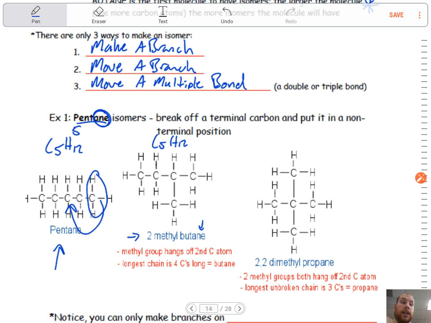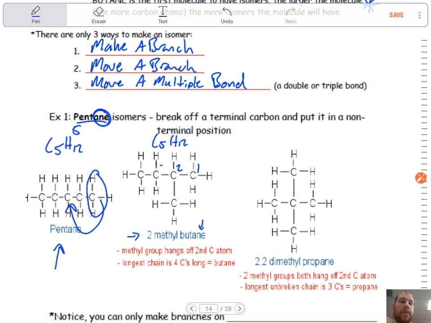Well, I didn't label my carbons correctly. 1, 2, 3, 4, because remember, any branches, guys, they need to be on the lowest numbered carbon. So that's where we get 2-methyl butane. So in this case, with this one, we made a branch. Okay, it's not the only thing we could have done.